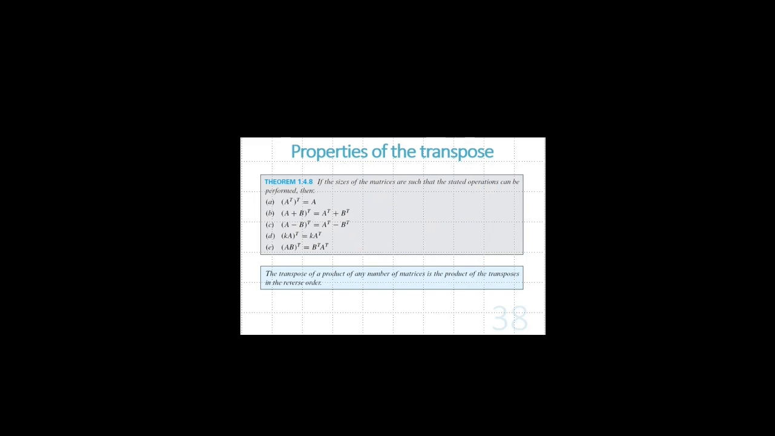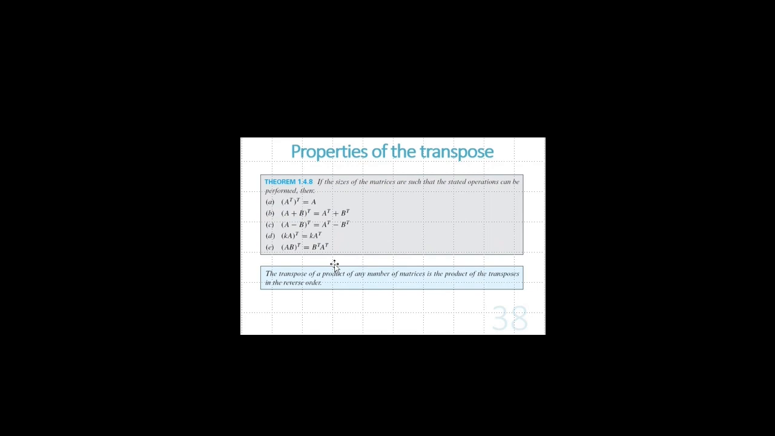These are pretty simple to prove as well. So here, if you have the transpose of A and then you take the transpose of that, you should get back to your original matrix A. Here, if you take the sum of A and B and then take the transpose, that's going to equal the transpose of A plus the transpose of B. Same with subtraction. When you're working with a scalar times a matrix, you can multiply that scalar k times the matrix first and then take the transpose, or you could take the transpose of A and then multiply that by k. Then here's the one that you're going to want to pay attention to the order.